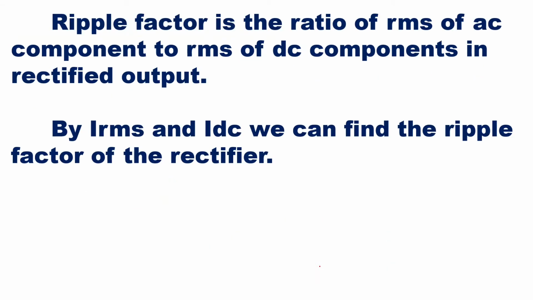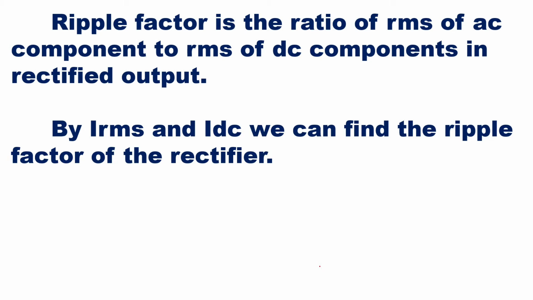So ripple factor is the ratio of the RMS of the AC component to the DC component in the rectified output, that is, at the output of the rectifier. When the output is a pulsating DC, if you take the ratio of the root mean square value to the DC, that is the average value, whether current or voltage, you can find the ripple factor. So by IRMS and IDC, we can find the ripple factor of the rectifier.